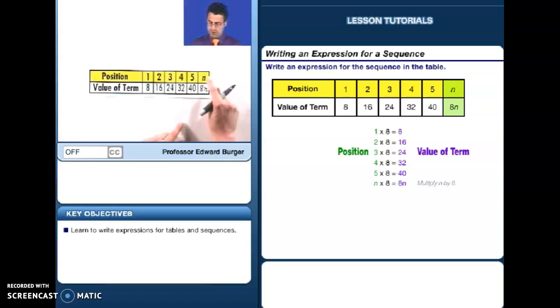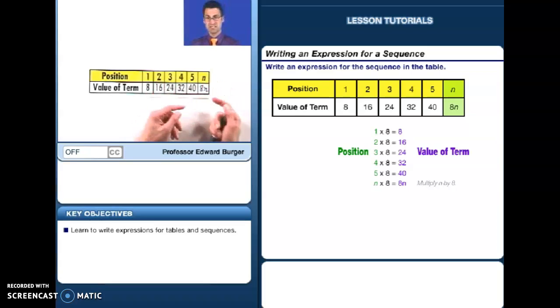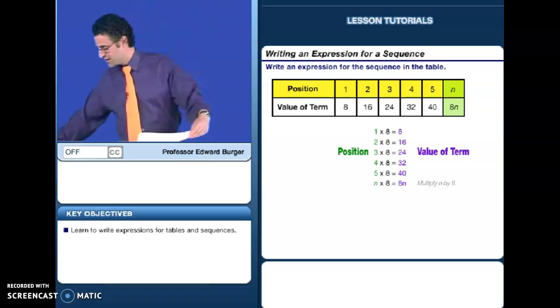If n, for example, were 10, then I know that the 10th term would be 8 times 10, which is 80, which is correct. So you can see that this sort of generalizes the whole thing. All you've got to do is look at that, and you get everything for free. If n is 1, then I get 8. If n is 2, then I get 8 times 2, which is 16, and so forth. Very, very cool. All right, how about this one?